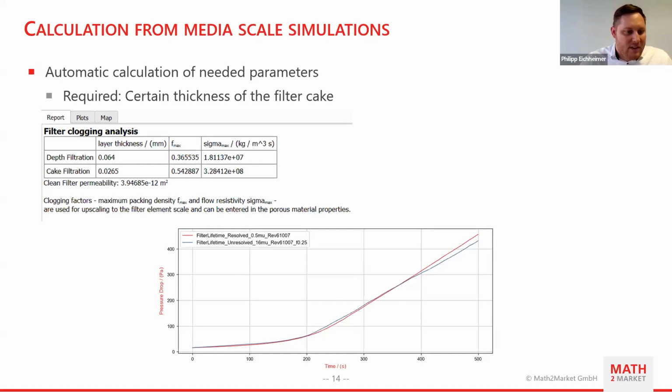So where we have first the depth filtration, which is a very smooth increase, and then later on we go for the cake filtration, where the slope is steadily increasing, which gives us the normal S shape you would expect from filter simulation. And we showed here that the effective parameters which we obtain from the resolved scale can 100% reproduce the measurements and also the simulation. Are there any questions?